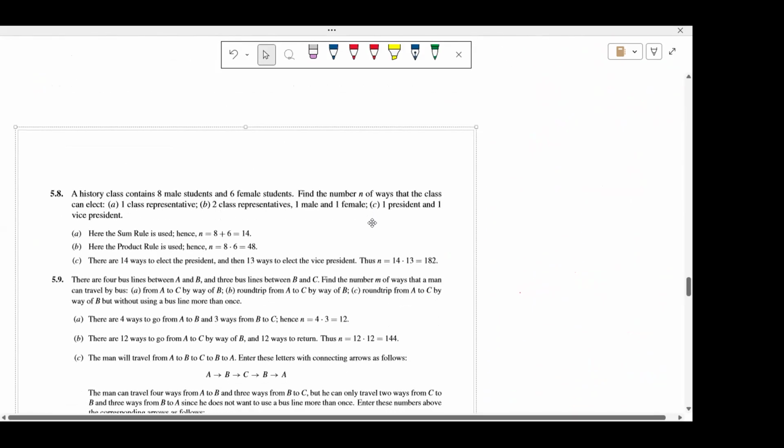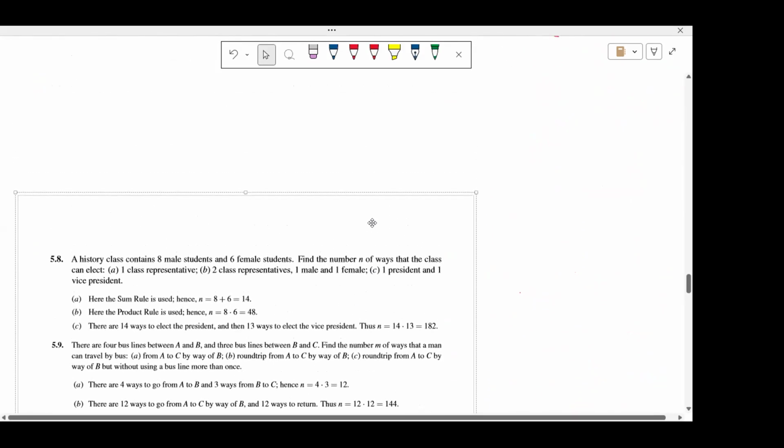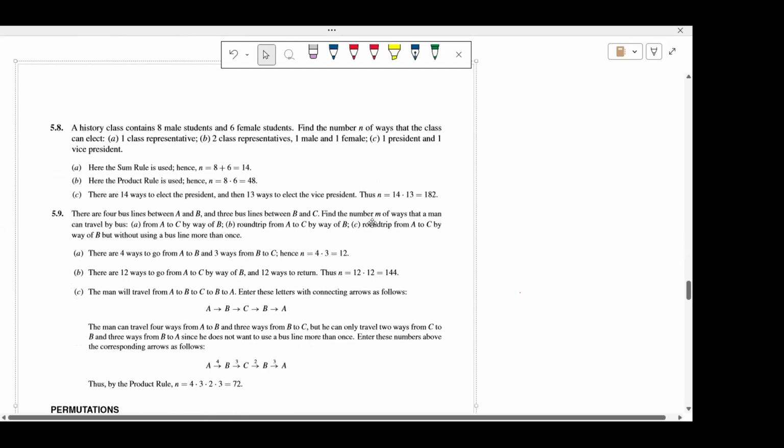Okay, the next question. Just read the next question. A history class contains 8 male students and 6 female students. In a class, 8 male students and 6 female students are there. Find the number n of ways that the class can elect one class representative.